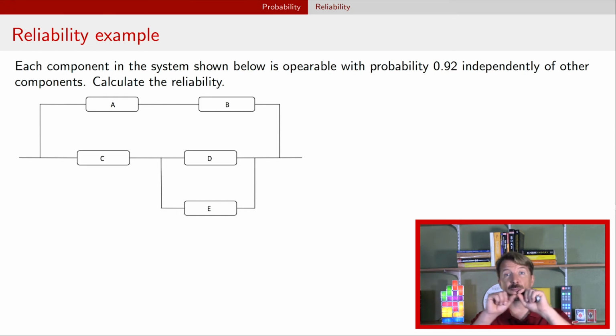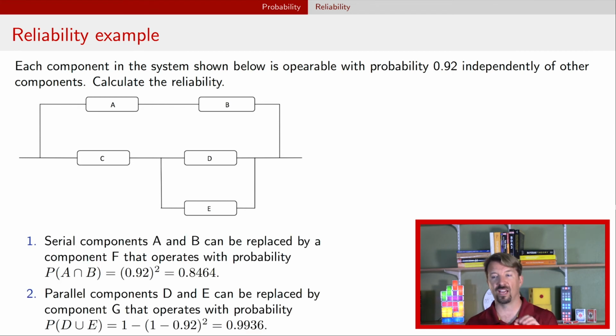Now we can see that the path on the top, AB, is a serial system, right? If you're going to go on that top path, you have to go through both A and B. So we're going to replace that top path with a new pseudo component that has the reliability of A and B together. In order for a serial system to work, we multiply their individual probabilities. So we do 0.92 times 0.92, or 0.8464, the probability of that AB component working.